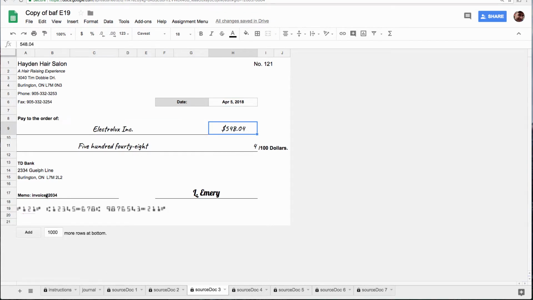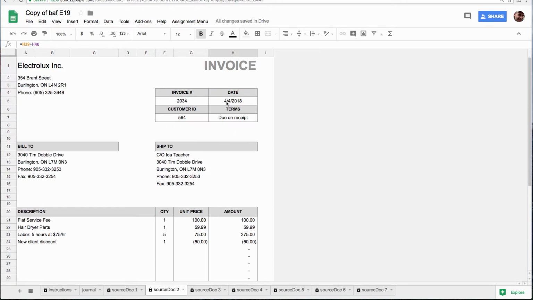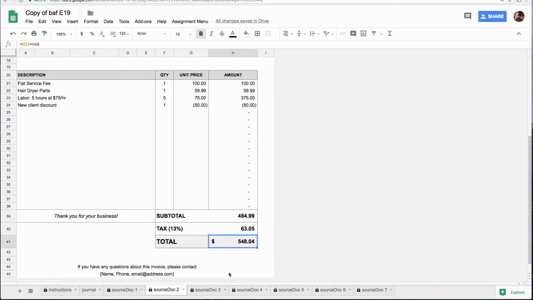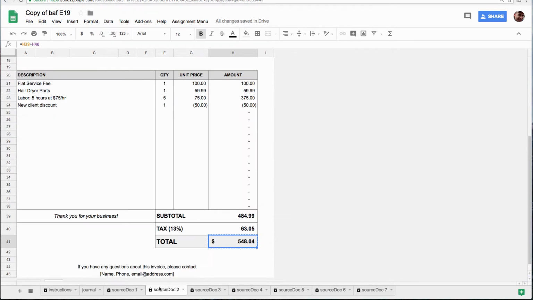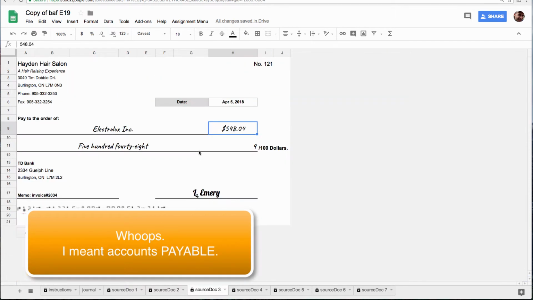And that should look familiar. And if it doesn't, it's from the invoice for this company, obviously, this invoice, 2034. And that was our previous source document. Here it is, 2034. We owe $548, right? That was for the repair job to the fancy schmancy hairdryer. So this is a check, which means we're now paying this prior invoice. This was the bill, which gets recorded as an accounts payable. This is the actual payment, which happened on the next day, April 5th.